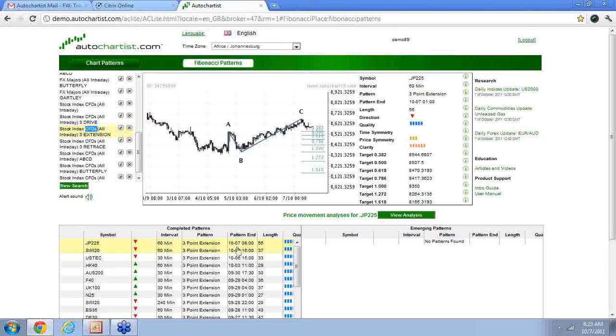Okay, so overnight or just a few minutes ago, we had a pattern form, this 3-point extension form, on the JP225. That's a Japanese index CFD. You can see that auto chartist here has forecasted that C is a top at this point, and that if the market is going to retrace leg B to C, that it's got these potential downside targets. Okay, so you can see that this is the early part of the trade. The other one showed a later part of the trade when the market was already making its move.